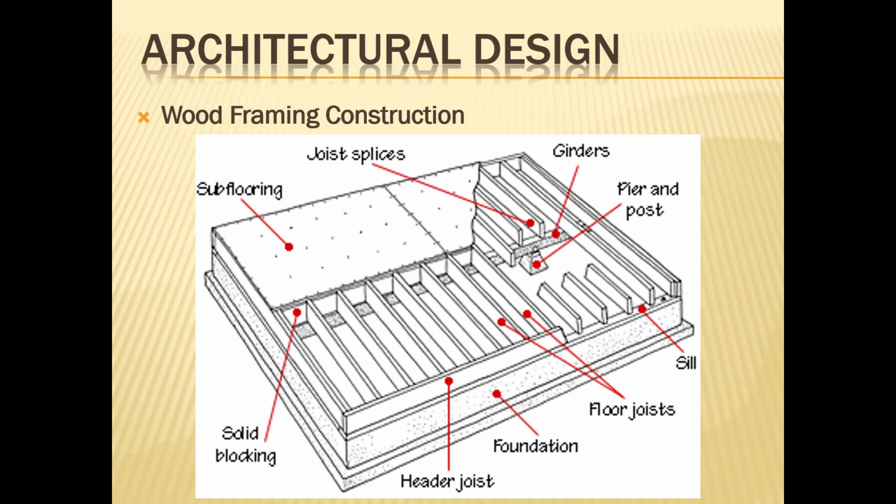And then on top of the floor joist, you put a subflooring, which is usually some type of plywood. And then the wood flooring would be on top of the subflooring, which would be whatever you desire to be on the surface, whether it's pine, whether it's oak, or whether it's some other material.